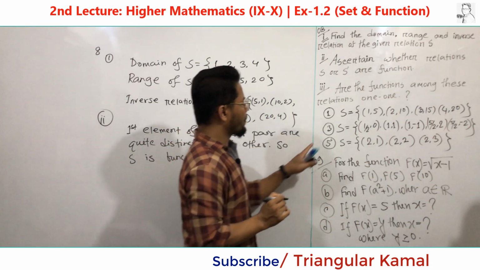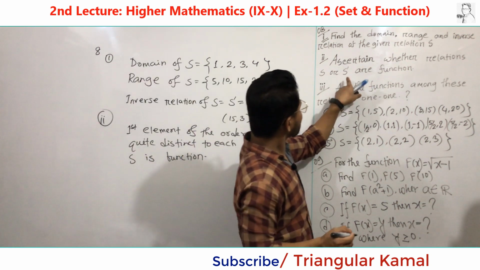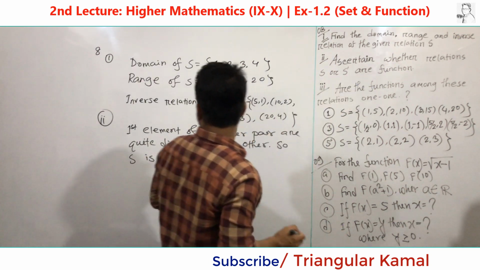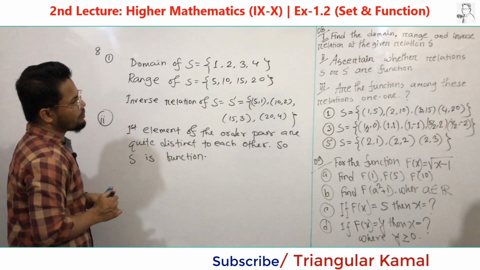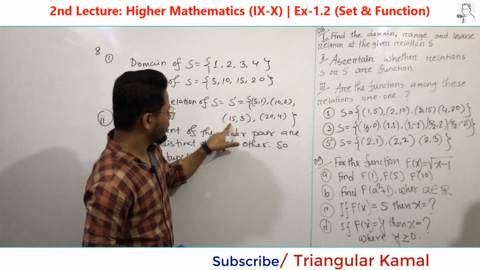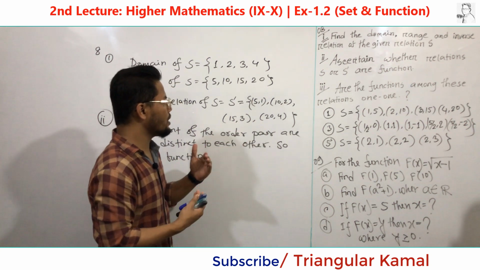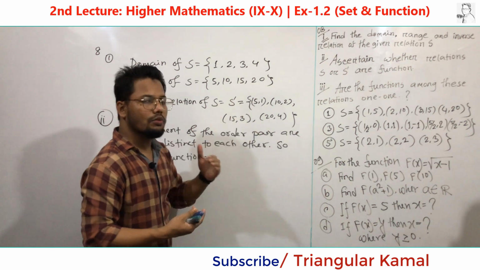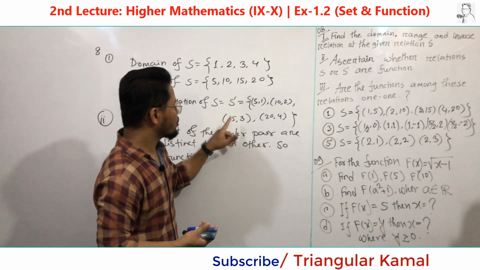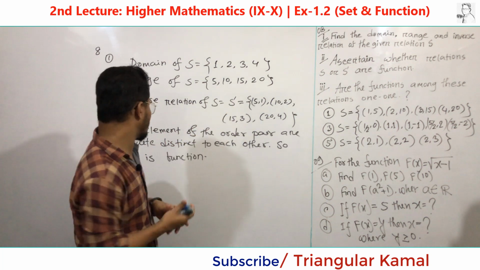In number 1, we found that S is a function. But in S prime, give attention: 5, 10, 15 and 20. Here also we see that the first elements of the ordered pairs are quite distinct, so we can also say S prime will be a function.